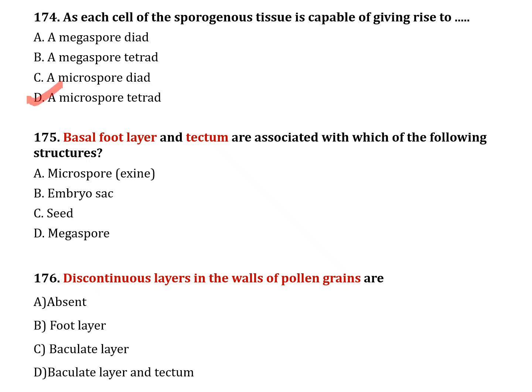The next question, number 175. Basal foot layer and tectum are associated with which of the following structures? Option A, microspore, option B, embryo sac, option C, seed, option D, megaspore. Correct answer is option A, microspore. That is the exine of the microspore. The next question, number 176. Discontinuous layers in the wall of pollen grain are option A, absent, option B, foot layer, option C, baculate layer, option D, baculate layer and tectum. Correct answer is option D, baculate layer and tectum.